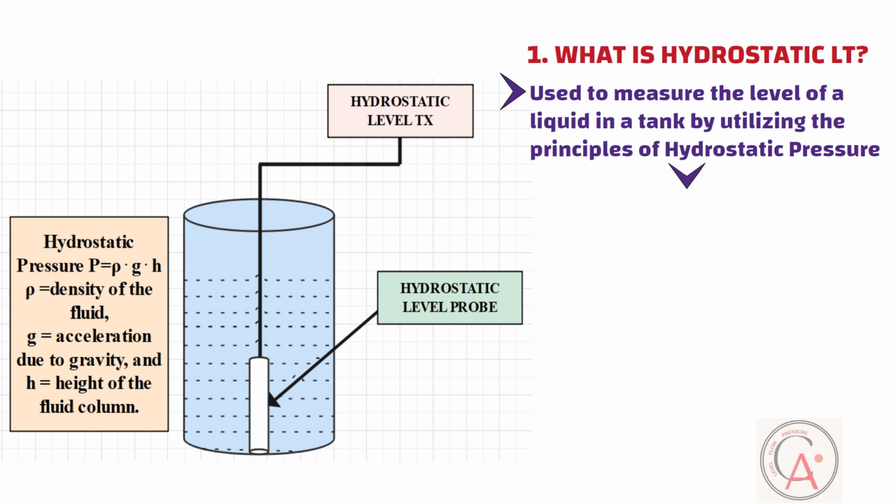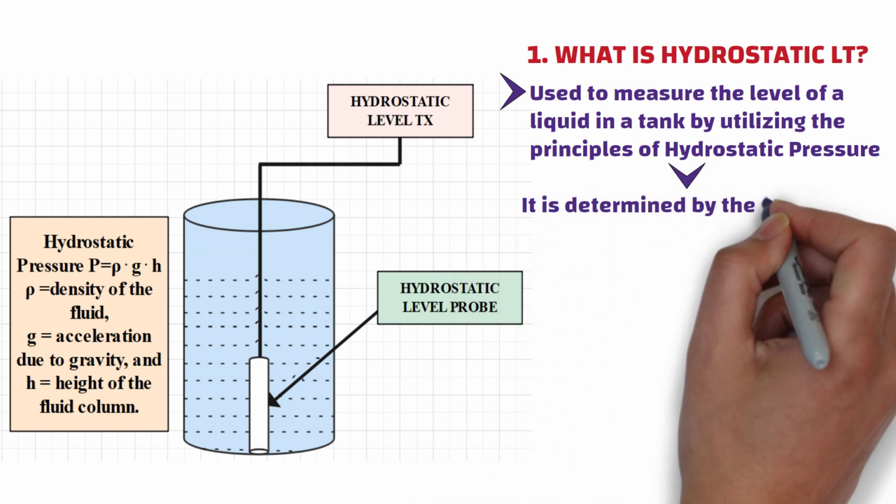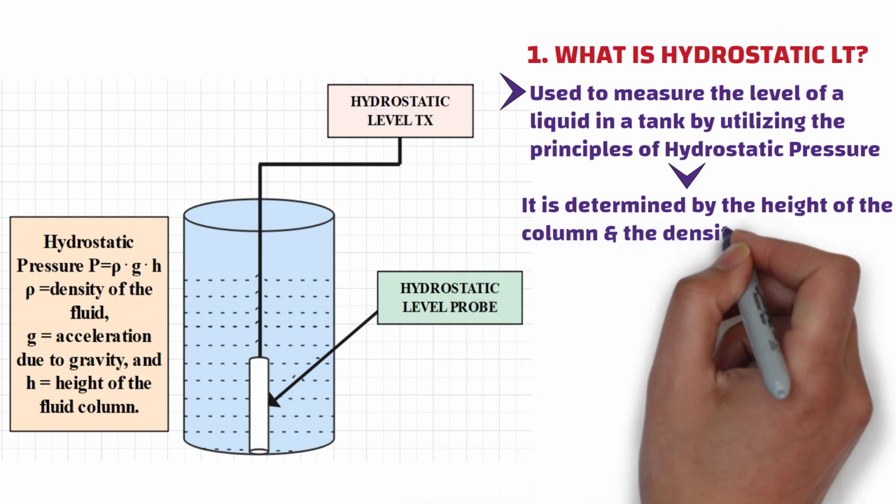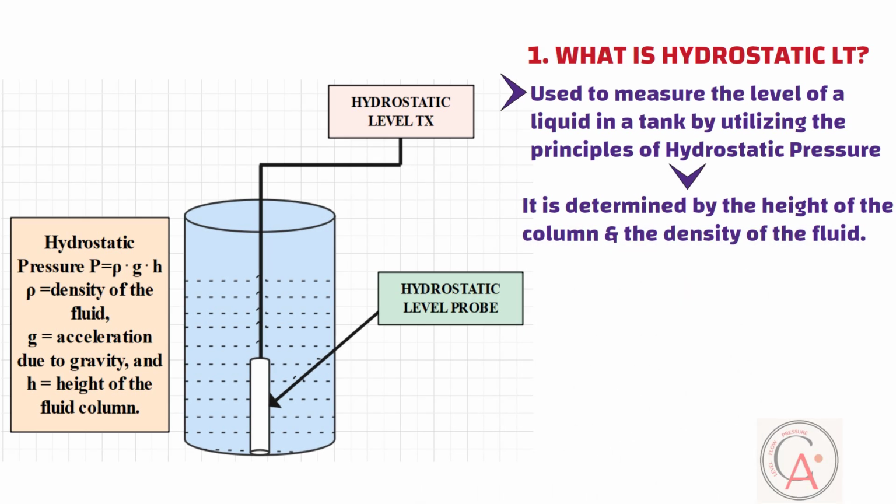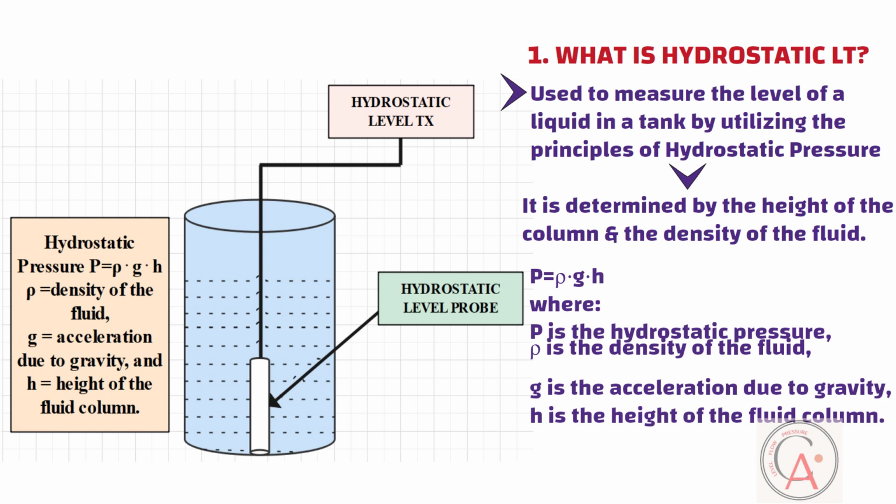In other words, the hydrostatic pressure in a fluid column is determined by the height of the column and the density of the fluid. The hydrostatic pressure equation is given by P = ρgh, where P is the hydrostatic pressure, ρ (rho) is the density of the fluid, g is the acceleration due to gravity, and h is the height of the fluid column. In this equation, the unit of pressure is typically measured in pascals, the density in kilograms per cubic meter, the acceleration due to gravity in meters per second squared, and the height in meters.